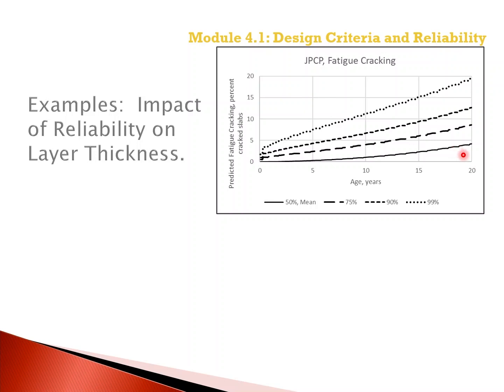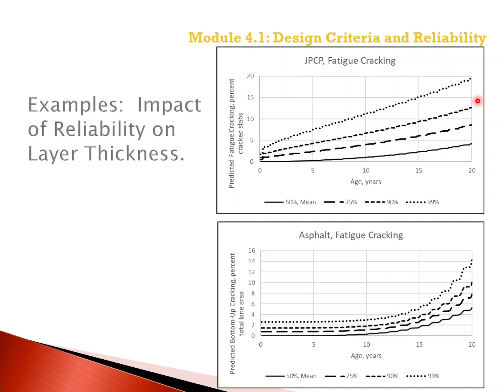So this is, again, just an example to show the impact of reliability on layer thickness. The bottom graph now is for asphalt fatigue cracking in terms of total percent lane area. And the same thing is given in terms of different reliability. So we have the y-axis, predicted bottom-up fatigue cracking. X-axis is age or the design life, 20 years. And then 4 reliability levels.